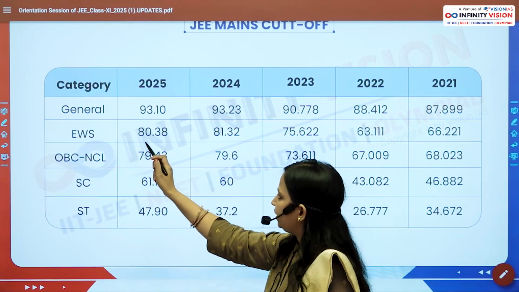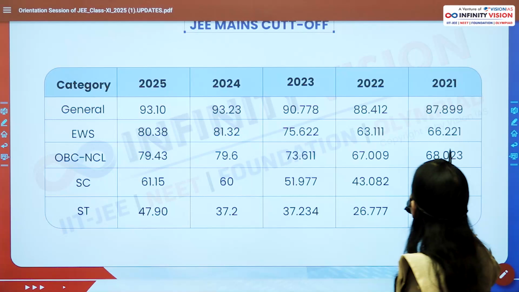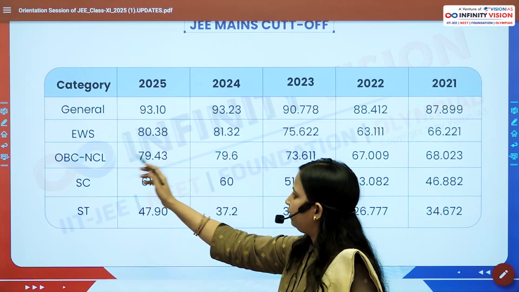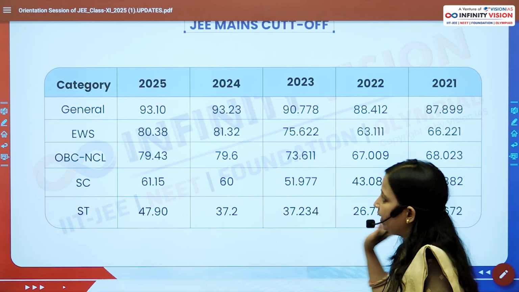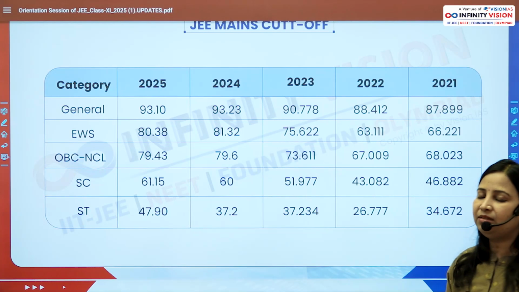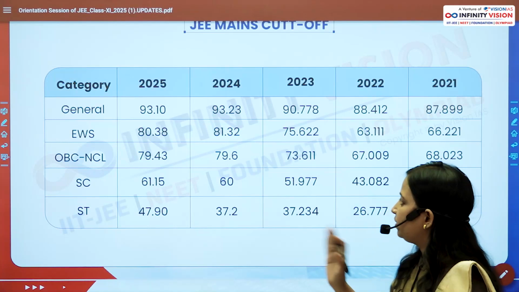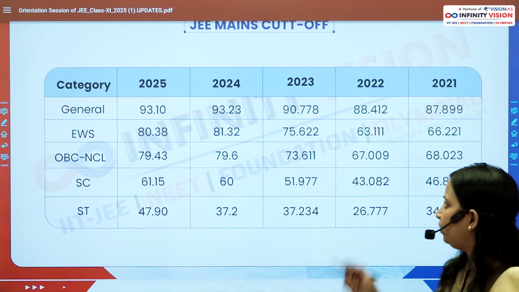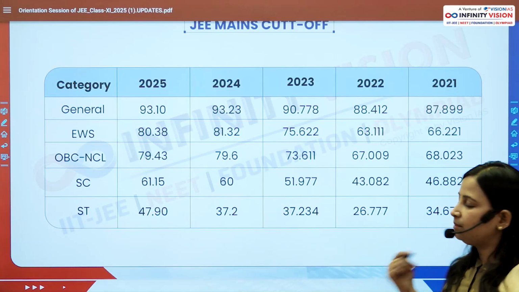For EWS it was 80, 81. For 23, 75. Again in 22 and 21 the cutoffs are less. So you can compare for OBC non-creamy layer also, for ST and SC also. You can see the cutoffs are comparatively higher in 2025, 24 and 23. So here we can see that mostly in the years 2023, 2024 and 2025, the cutoffs are comparatively higher. It means there must be very high competition, and the questions must be quite tougher. Okay, the exam must be quite tougher.